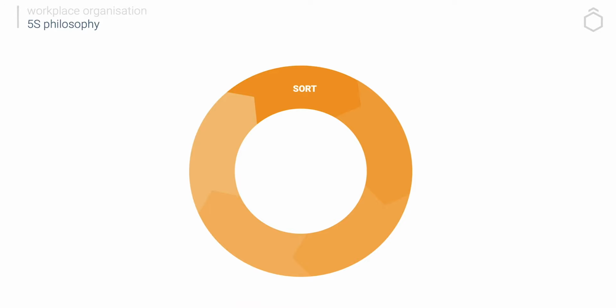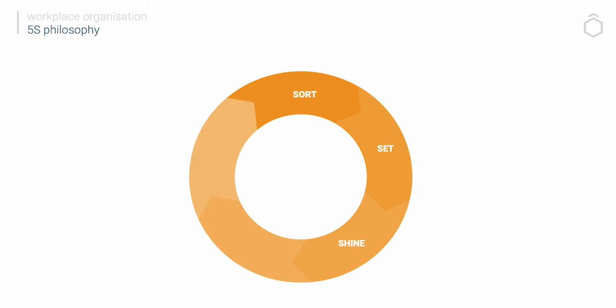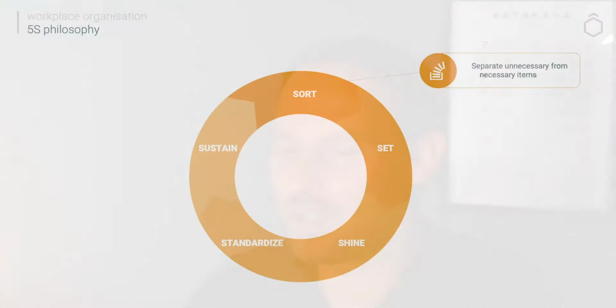The first S that we look at is what we call sort. Then we go to something called set. Then we go to something called shine, standardize, and sustain. These are the 5S, and there are Japanese versions available if you're interested. But let's have a little bit more detail as we go into them.